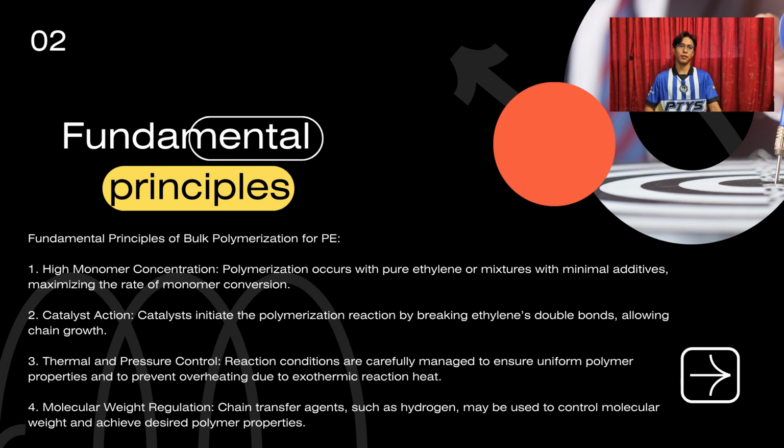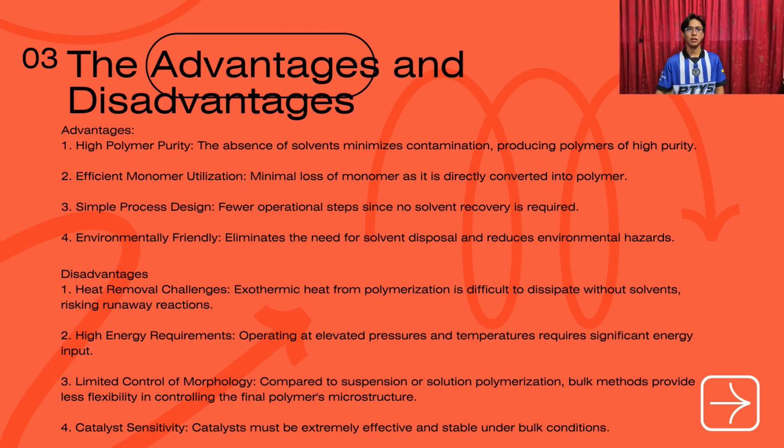The third principle is thermal and pressure control. Reaction conditions are carefully managed to ensure uniform polymer properties and to prevent overheating due to exothermic reaction heat. And the final principle is molecular weight regulation. Chain transfer agents such as hydrogen may be used to control molecular weight and achieve desired polymer properties.